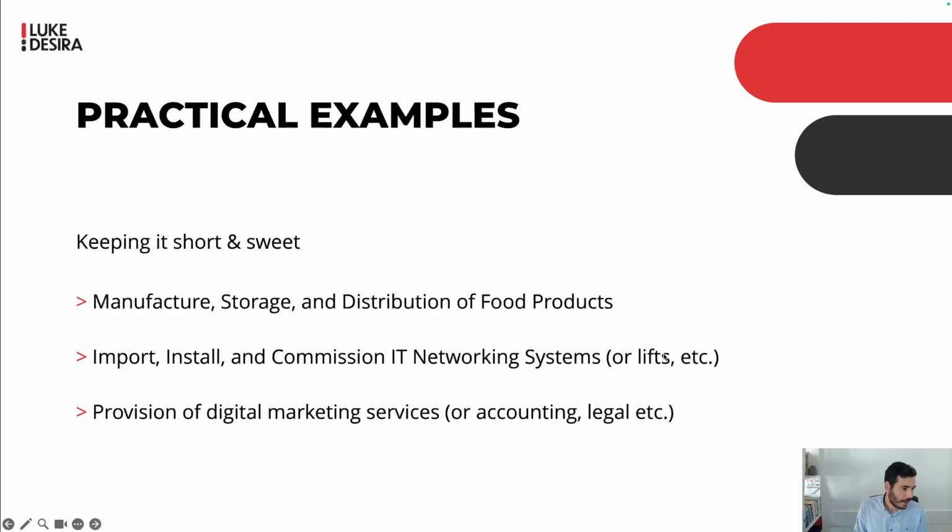Okay, so how this would look in real life, we're seeing something like, for example, manufacture, storage and distribution of food products, or it can be import, install and commission IT networking systems or lifts or whatever, or ELV systems, provision of digital marketing services or provision of accounting services or provision of legal services. Okay, so as you can see, in a few words, we can deeply explain what you do as a company.